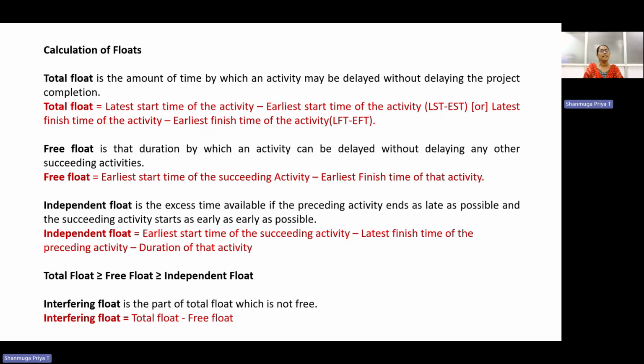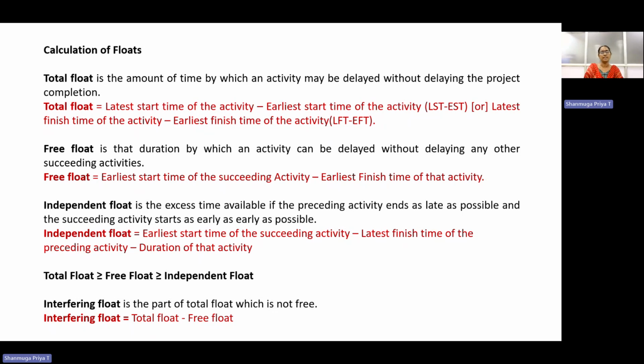The formula is earliest start time of succeeding activity minus latest finish time of the preceding activity minus duration of that activity. There is a general relation between the total float, free float, and independent float. Always total float will be greater than or equal to free float. Free float is greater than or equal to independent float. There is another type of float, that is interfering float. This is the part of the total float which is not free. So interfering float equals total float minus free float.